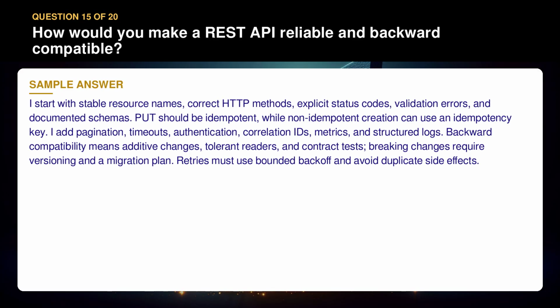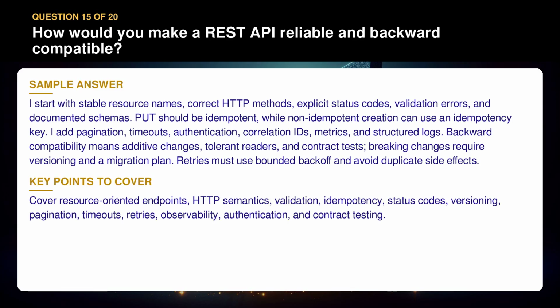I add pagination, timeouts, authentication, correlation IDs, metrics, and structured logs. Backward compatibility means additive changes, tolerant readers, and contract tests. Breaking changes require versioning and a migration plan. Retries must use bounded backoff and avoid duplicate side effects. Cover resource-oriented endpoints, HTTP semantics, validation, idempotency, status codes, versioning, pagination, timeouts, retries, observability, authentication, and contract testing.